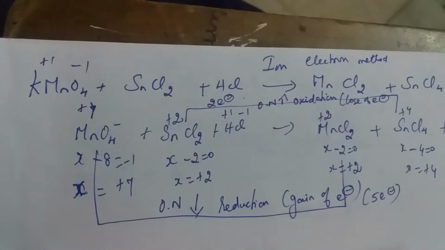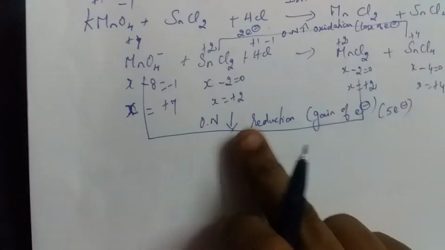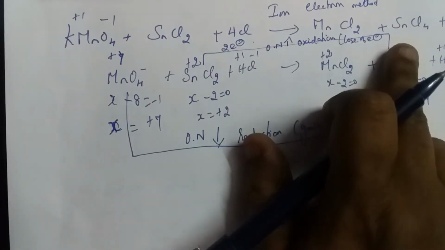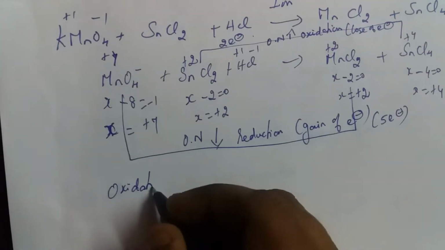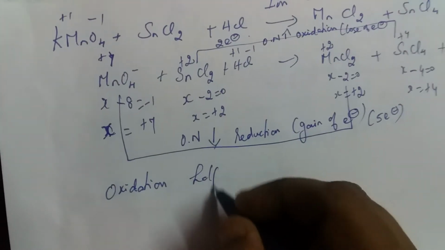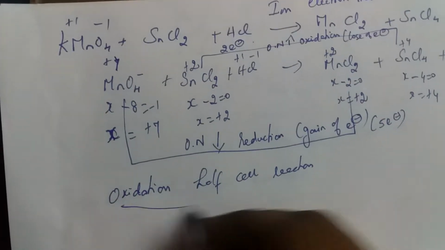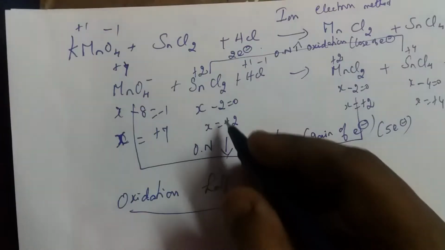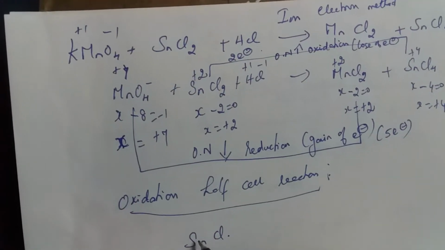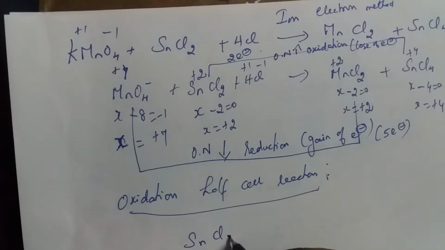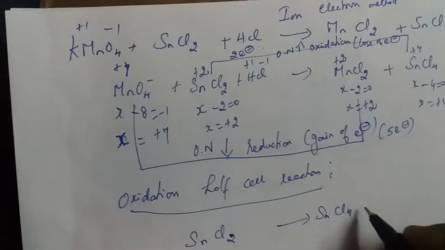Then what is the first step? We have to split that equation into 2 half cells. One is the oxidation reaction, another one the reduction reaction. First we take the oxidation half cell reaction. Here you can write SnCl2, that gives SnCl4. In ionic form you write.